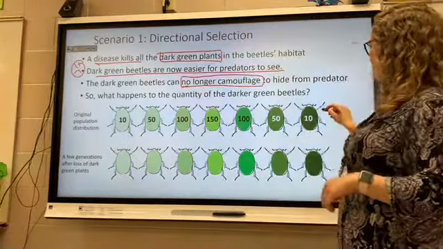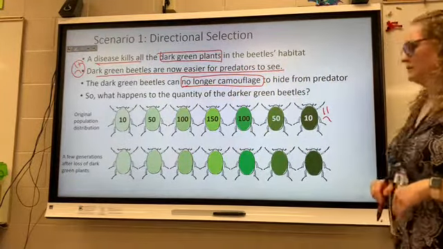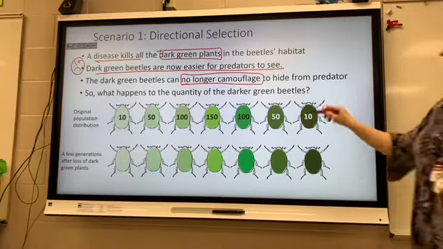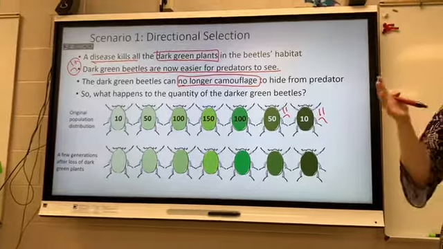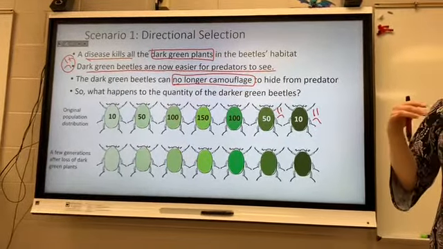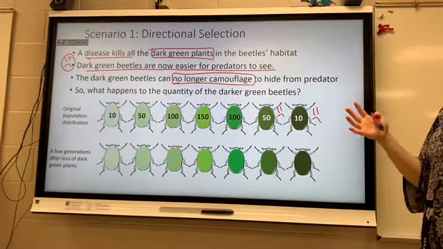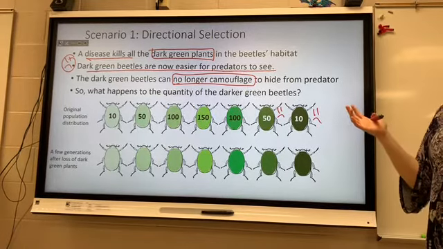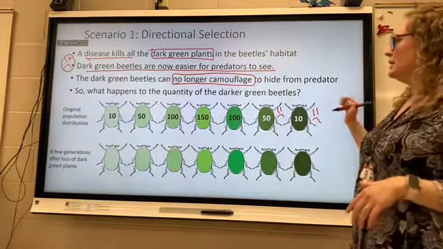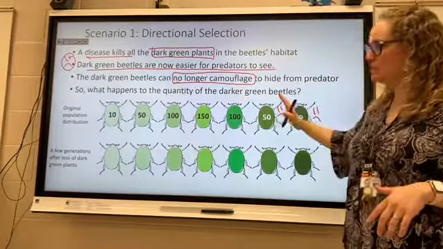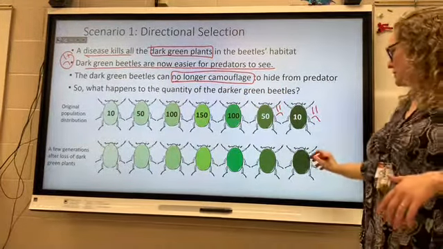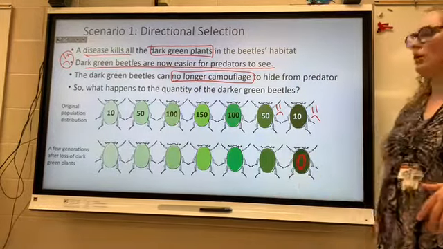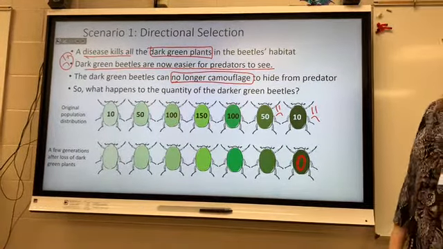Not able to camouflage. This is bad. It's also bad for your dark green beetles. They can't camouflage anymore. They have no way of hiding. So, if they can't hide, they get eaten. Predators come in, and the original population, after a few generations of them getting eaten first, we have no more left of those really dark ones.